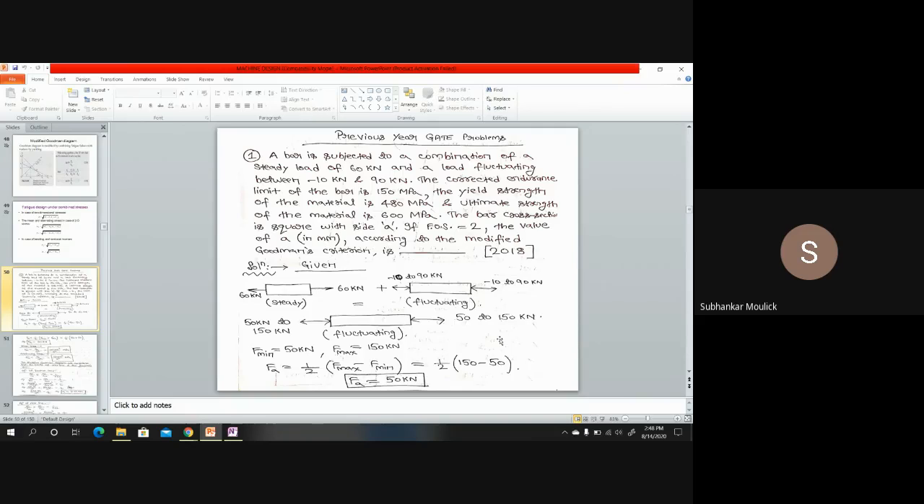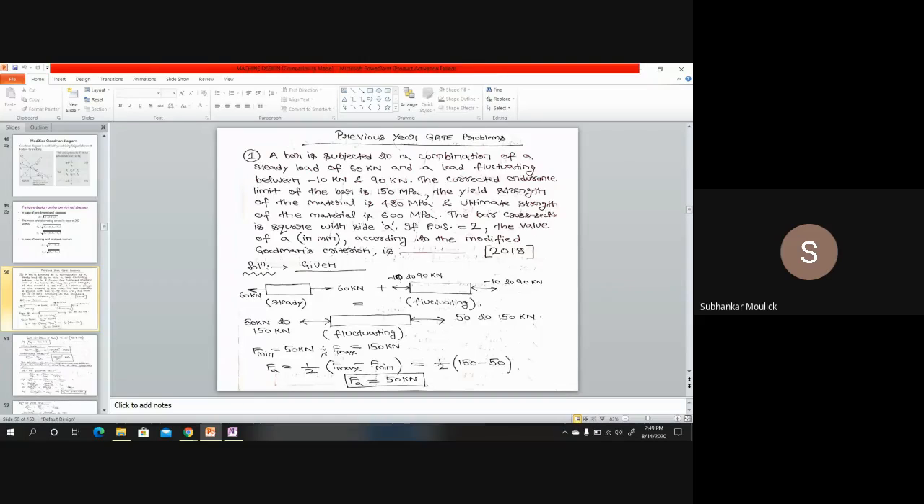Now, what can I find out? I can find out the value of the amplitude load. Since I know that sigma A is equal to half of sigma max minus sigma min, similarly the amplitude load Fa will be half times F max minus F min. F max is 150, F min is 50. So half times 150 minus 50, I will get the value of Fa as 50 kilonewton. Is the step clear? How did Fa come out? Yes, sir.